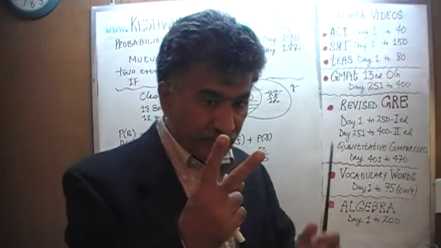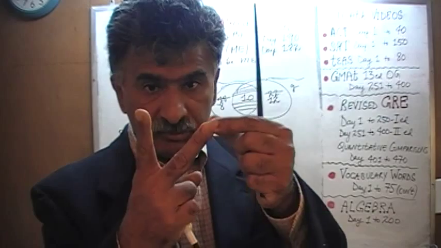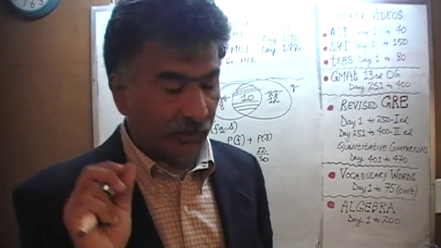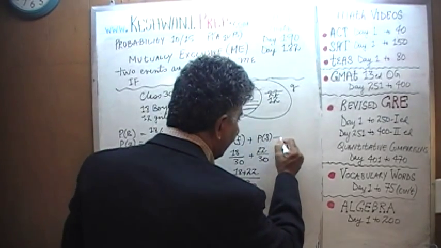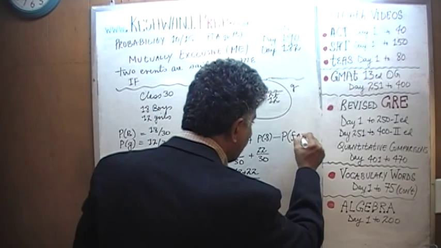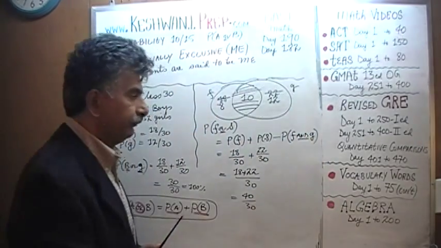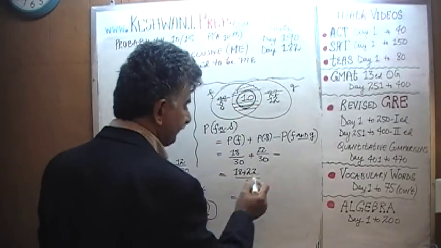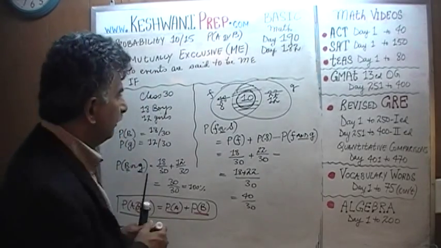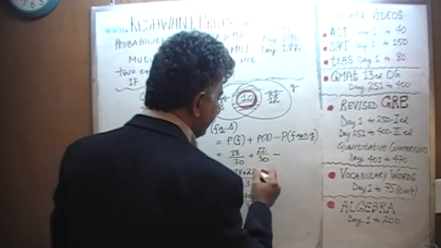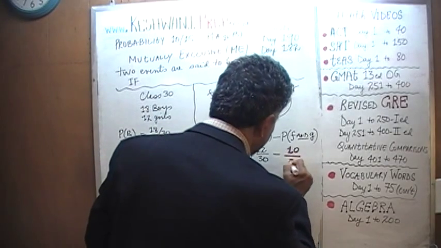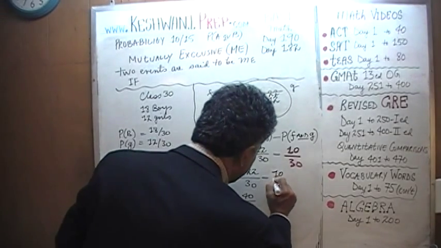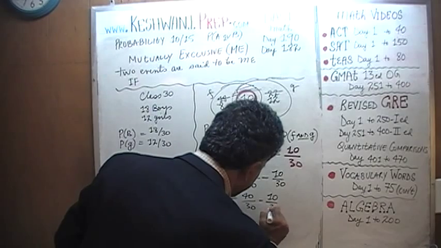Since we are counting the 10 twice, once as the German students and once as the French students, we need to get rid of that 10. That will represent the number of people who study both French and German. How many study both French and German? The answer is 10 right here. So we have to subtract that 10 over 30, and we subtract that 10 over 30 over here.